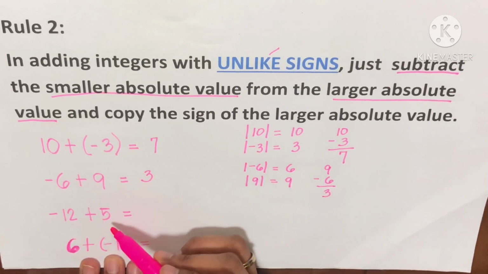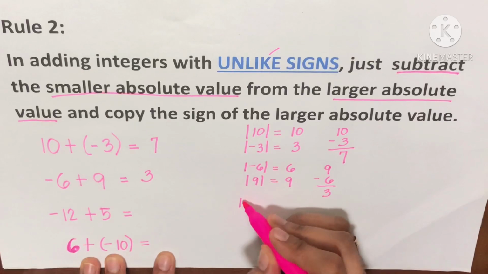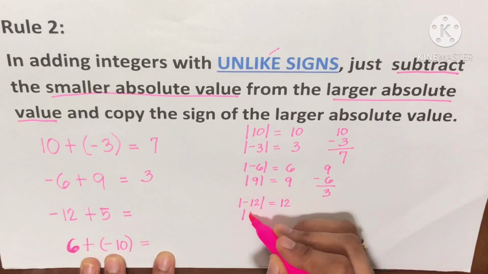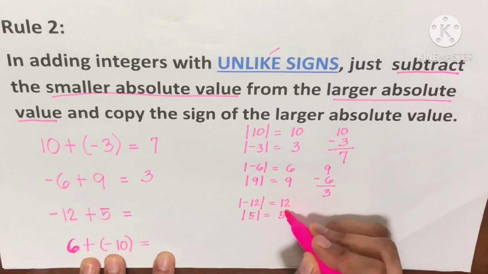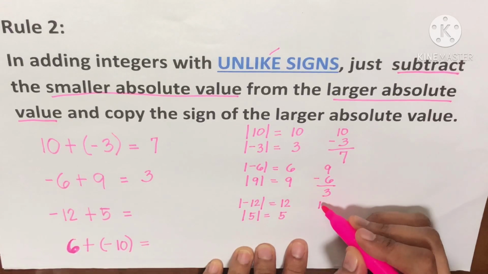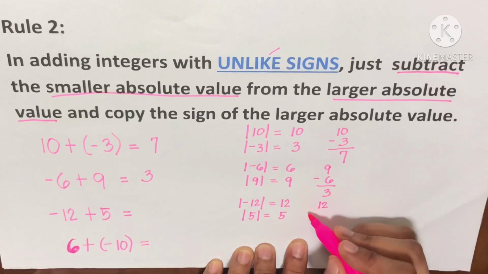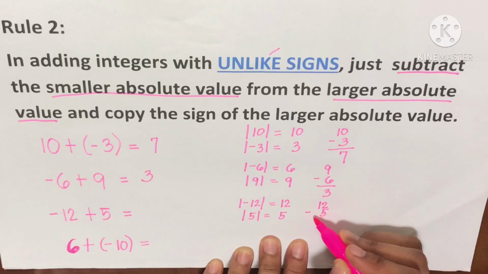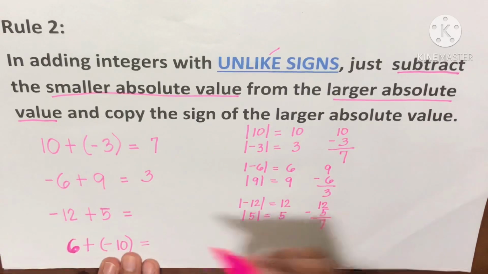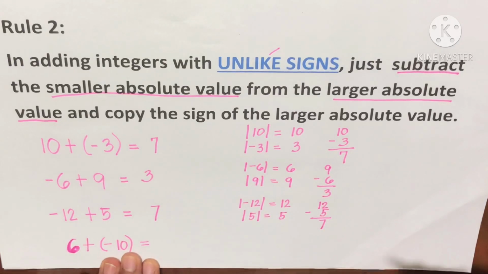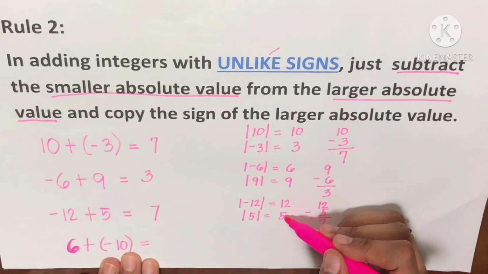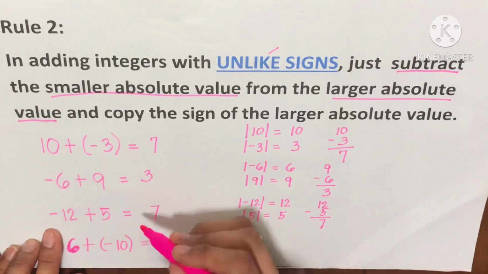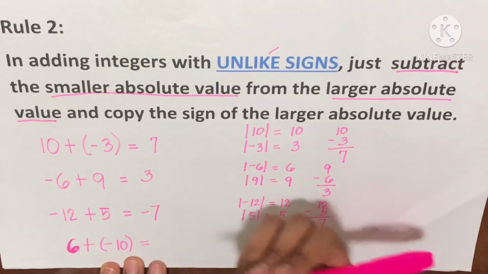Negative 12 plus 5. So the absolute value of negative 12 is positive 12. The absolute value of 5 is 5. So we have here the larger absolute value, which is 12, minus the smaller absolute value, which is 5, equals 7. So our answer here is 7. So take note that 12 is higher than 5. So the sign will be negative. So our answer is negative 7.